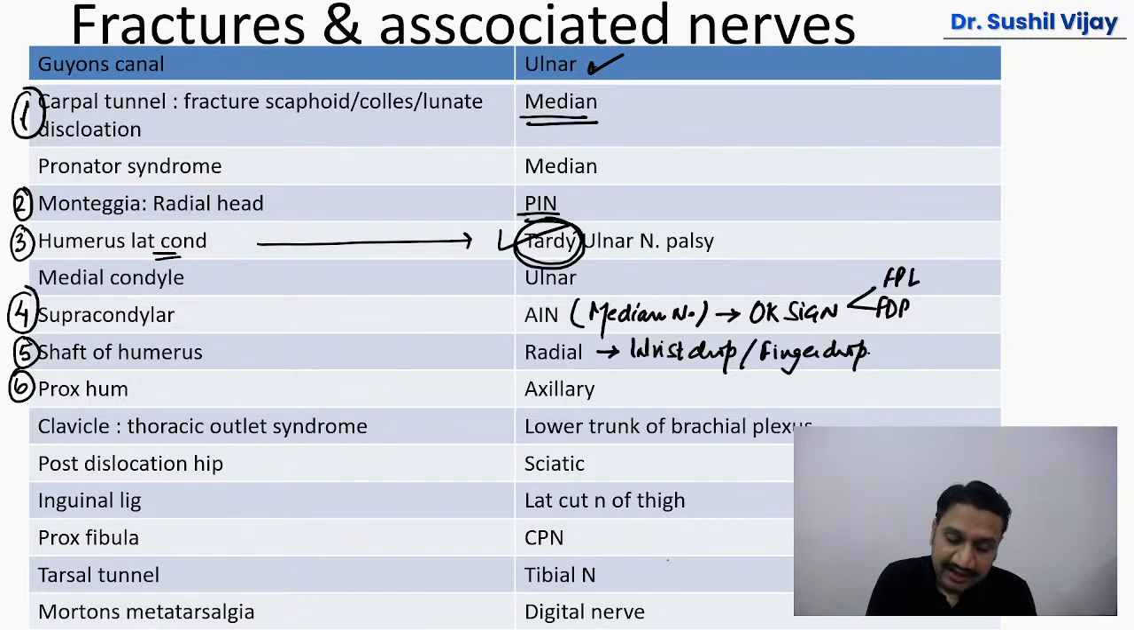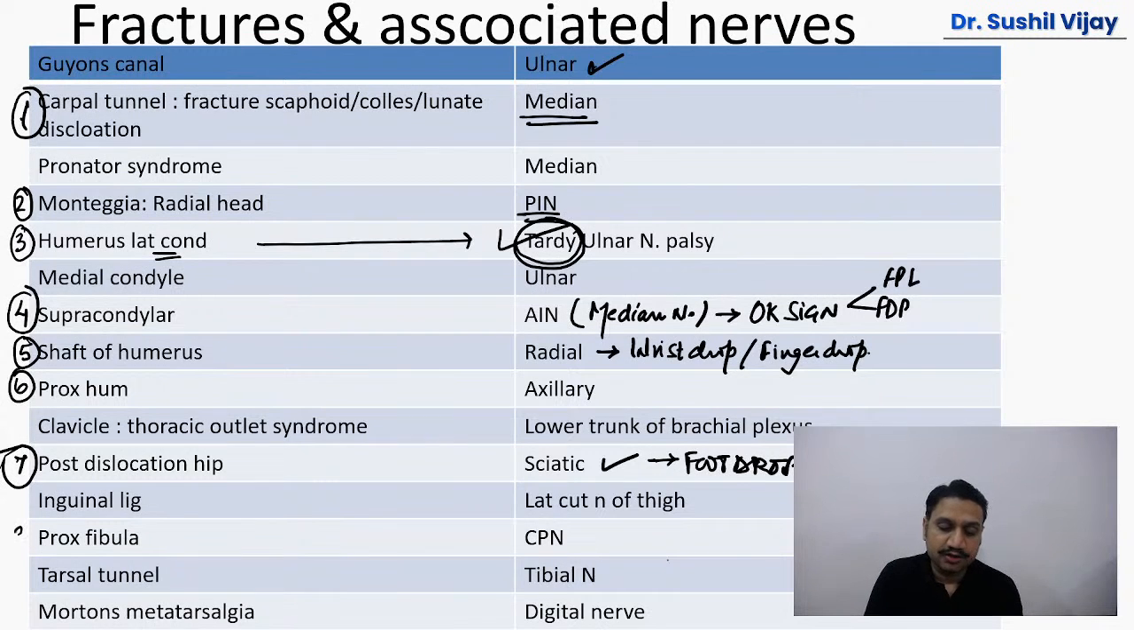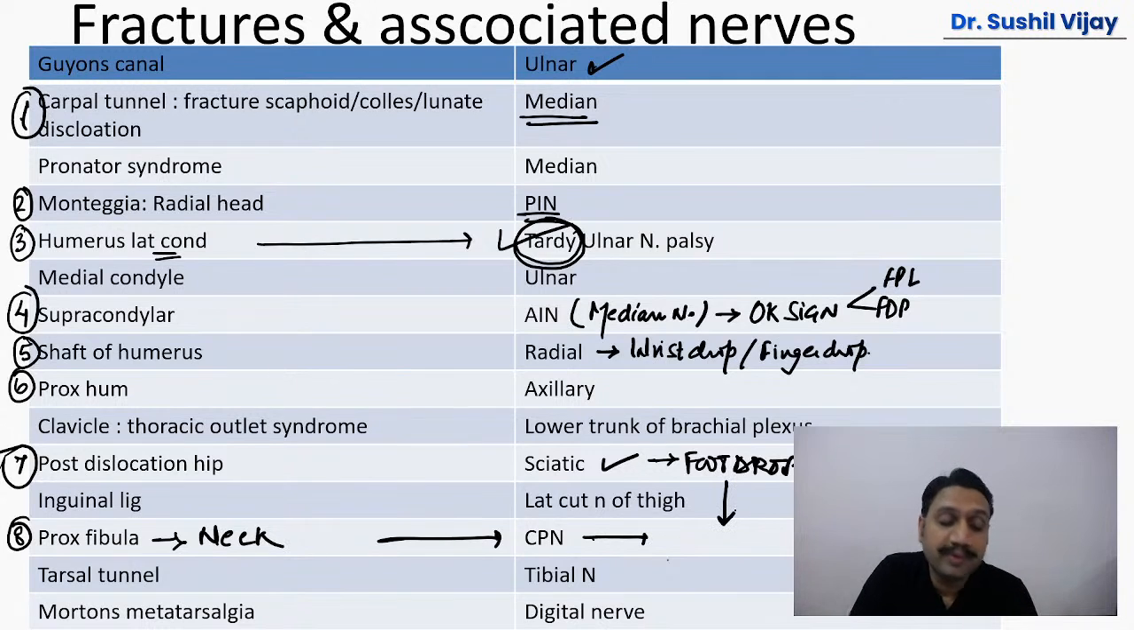Okay, after that you have the posterior dislocation of the hip, sciatic nerve, which will lead to what? Foot drop. Very high possibility of being asked in your upcoming exam is proximal fibula. So please remember, in the proximal fibula, around the neck of fibula, it is involvement of the CPN, which will again cause a foot drop. CPN is what? Common peroneal nerve.